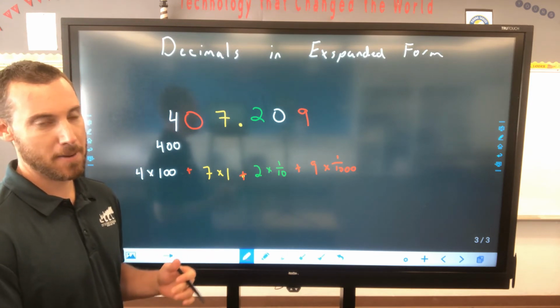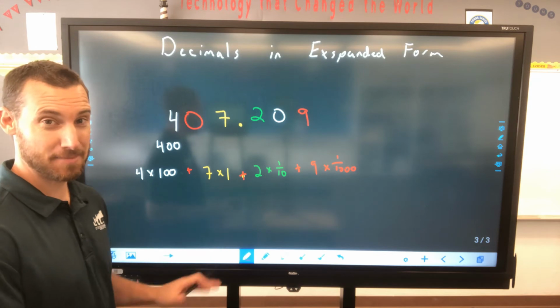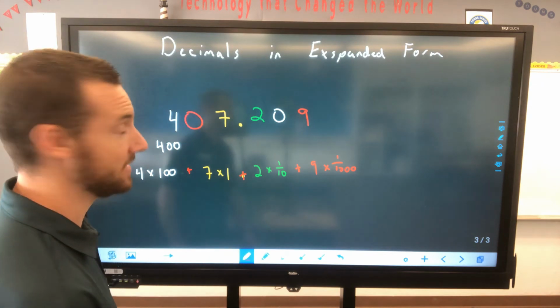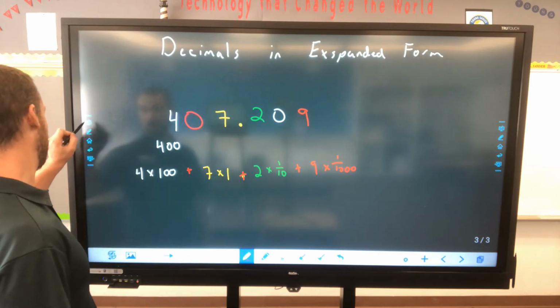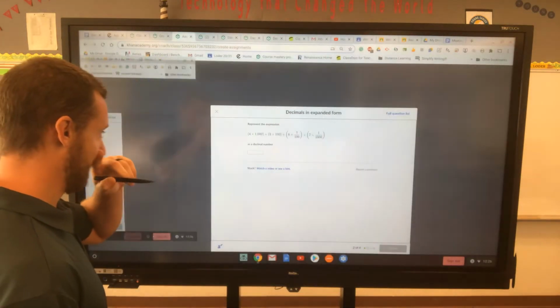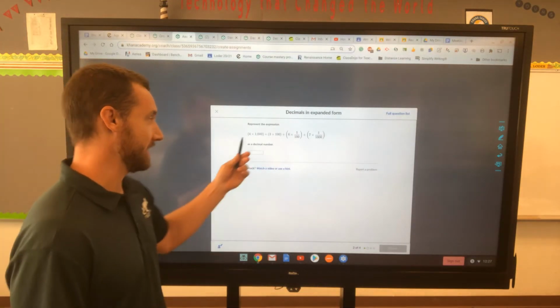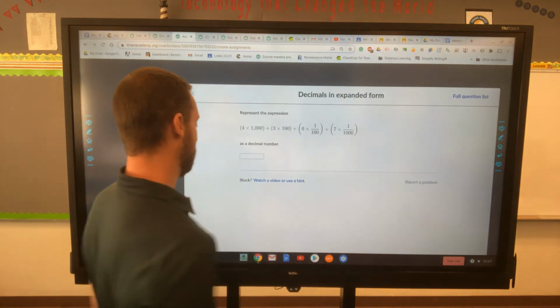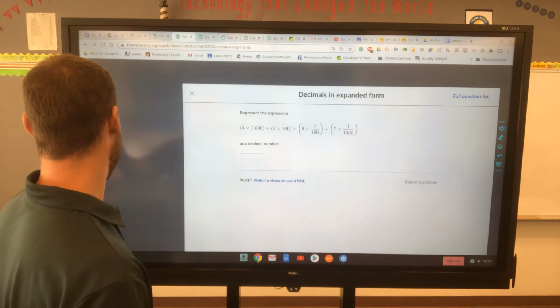Okay, so this is just a fancy way of breaking down numbers and showing that you know how to do it. I kind of like this expanded form because it looks really difficult, but it's actually super easy. So let's go ahead and take a look at some of our problems today. So the first one, like I said, it looks really difficult. Let me blow that up. It looks really difficult, but like I said, it's super easy.